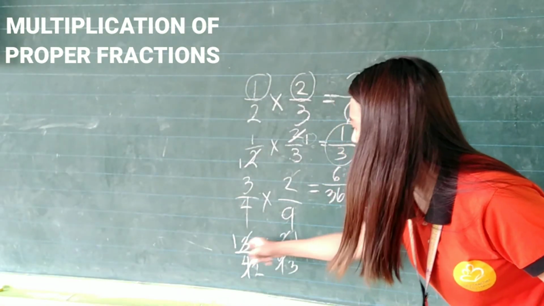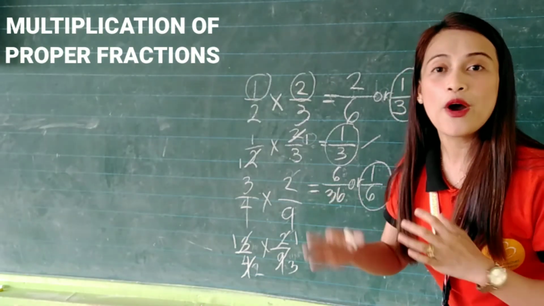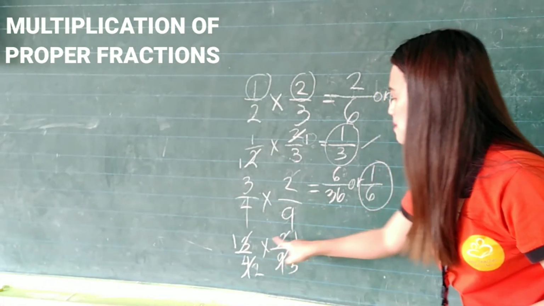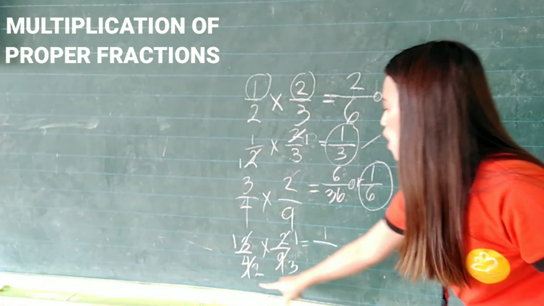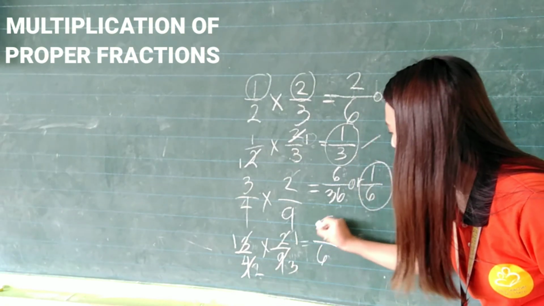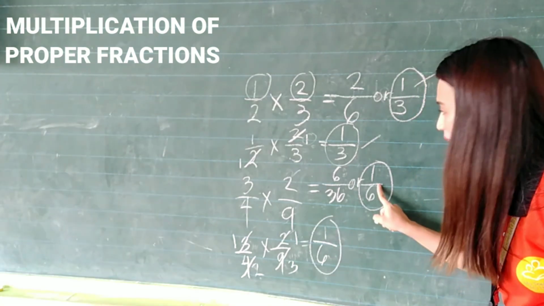So, mao na ang bag-ong numbers nga atong i-multiply. So, na-cancel na ta, pwede na ta mag-multiply. So, 1 times 1 equals 1. 2 times 3 equals 6. So, 1 over 6. So, see? Dali lang siya. The same answer.